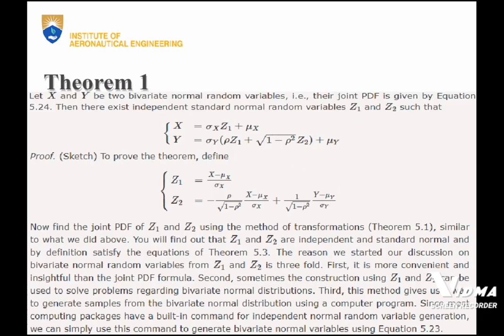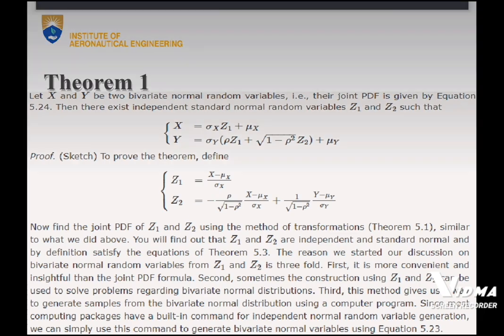Theorem 1. Let X and Y be two bivariate normal random variables. Their joint PDF is given by the equation. Then there exist independent standard normal random variables Z1 and Z2 such that X = sigma_X Z1 + mu_X, and Y = sigma_Y (rho Z1 + root(1 - rho squared) Z2) + mu_Y.